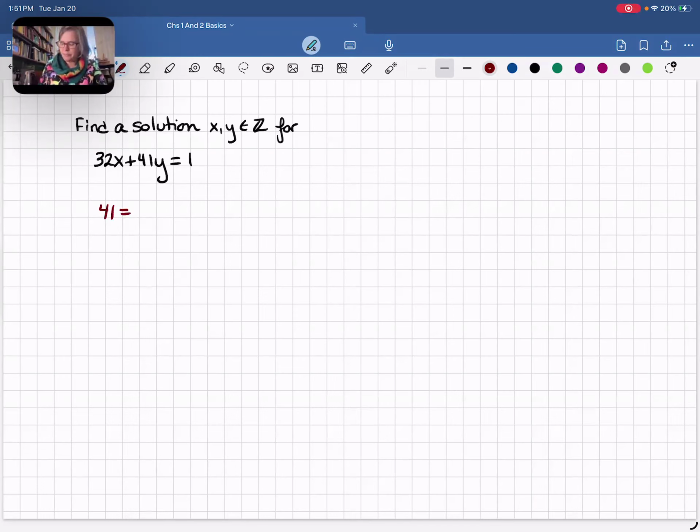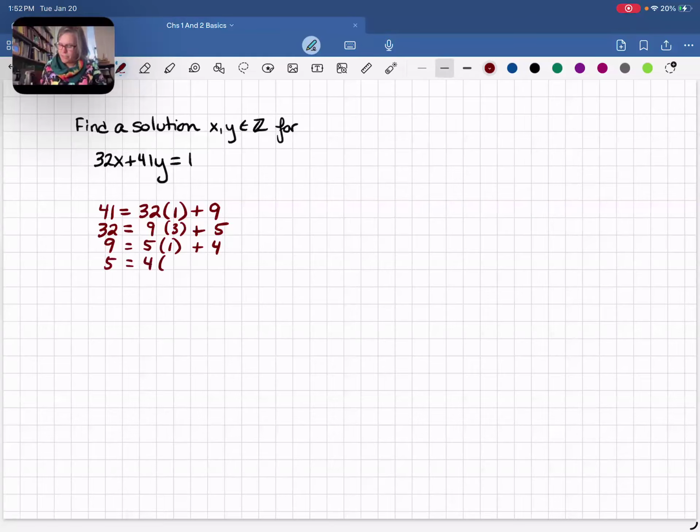41, 32 goes into 41 one time with 9 left over. Then 32, 9 goes into 32 three times with 5 left over. Then 5 goes into 9 one time with 4 left over.